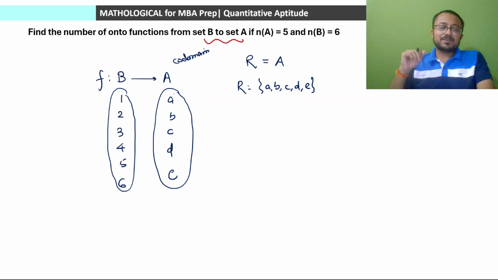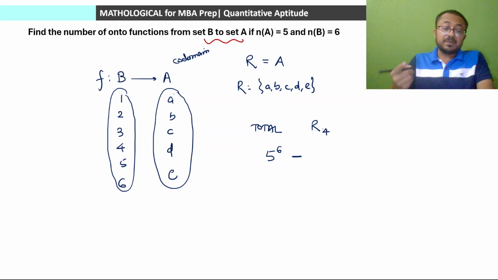तो क्या क्या केसेस बन सकते हैं? अब देखो, एक तरीका हुआ कि हम निकालें टोटल फंक्शंस. कितने आएंगे? 5 choices for each of the elements in set B. So 5 to the power 6 will be total cases. Minus, we subtract those cases when range contains only 4 elements. Because हमें चाहिए 5 elements.